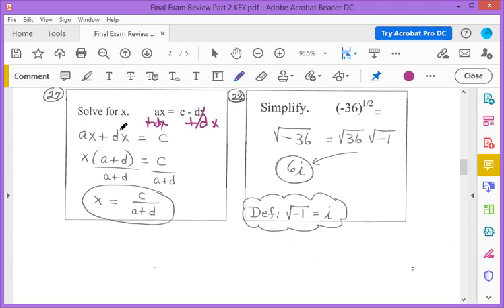Now we want to factor out this GCF, this factor of x. So we factor x from ax, that leaves a in parentheses. When we factor x from dx, that leaves d in parentheses. We have a plus d times the x equals c on the right side of the equal sign. Now remember, we're trying to get x by itself, and we're multiplying by a plus d. So we're going to divide both sides of the equation by a plus d. That cancels the a plus d on the left, leaving x. And on the right side, we have c divided by a plus d. So this is our answer.